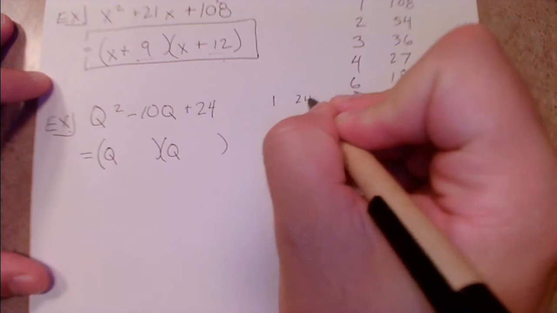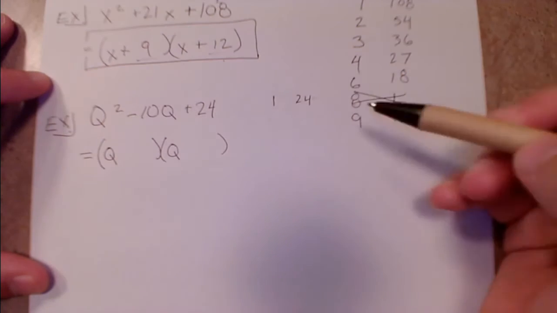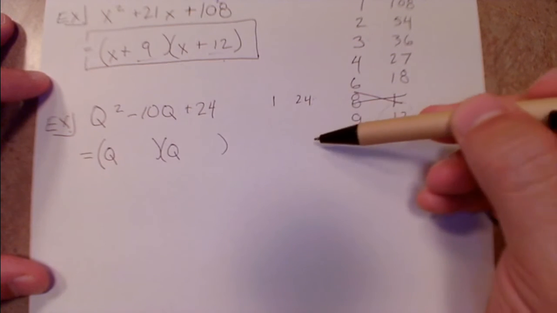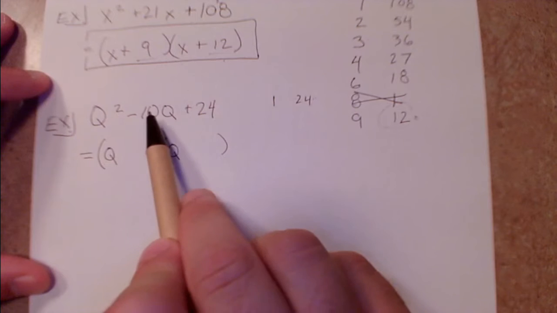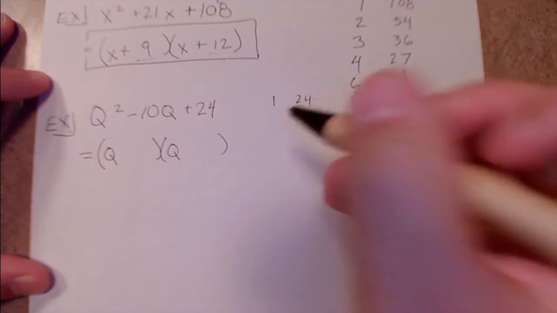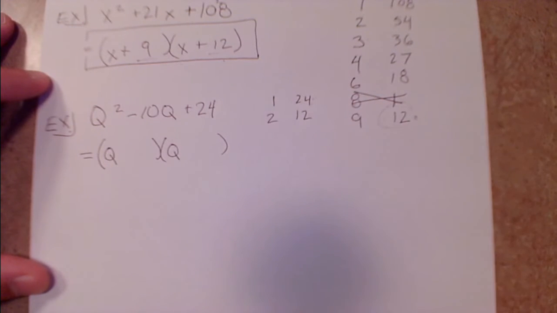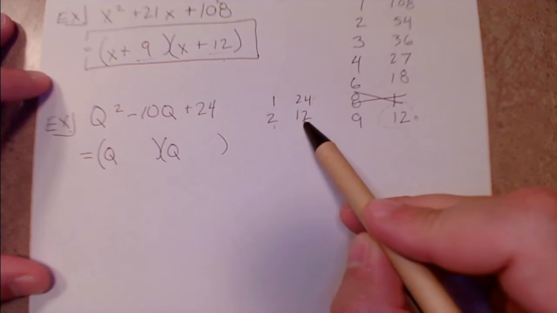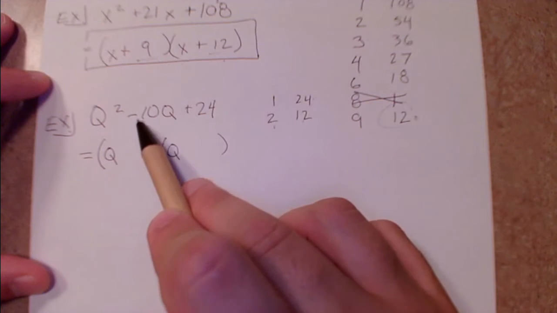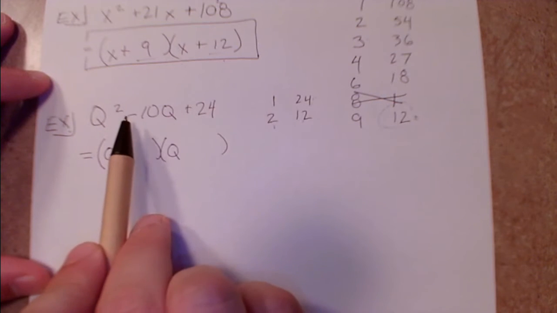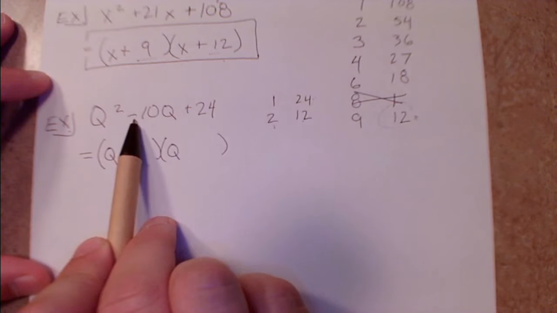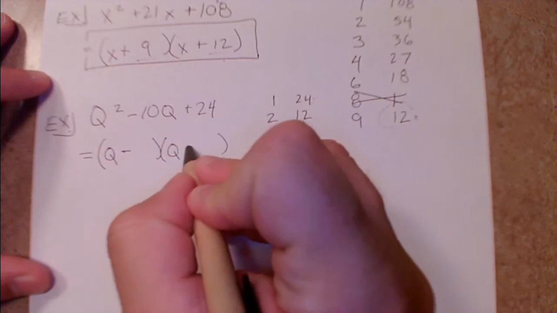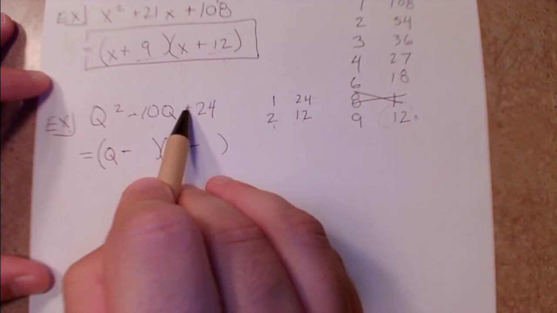So 1 and 24. And as we go through them, let's figure out which ones we get. There's no point in listing all of them if something in the middle is actually the one that works. So 1 and 24, that's not going to add or subtract to give me 10. 2 and 12. All right. Now, this seems like it's going to be a candidate because 12 minus 2 is 10. But the problem with this is, and this is where the sign comes in, I have a negative right here and a positive right here. So I want two numbers that add to give me a negative, but multiply to give me a positive.